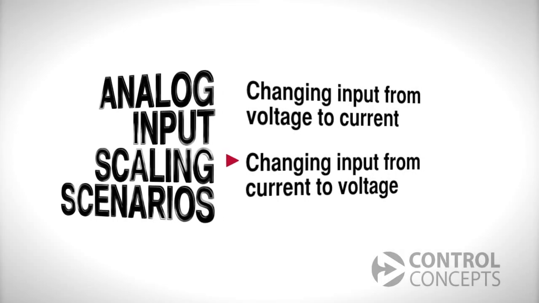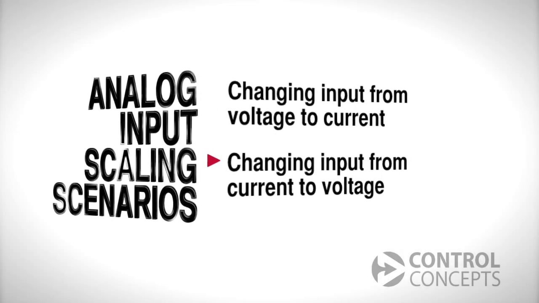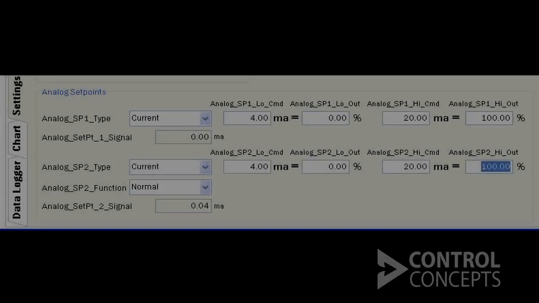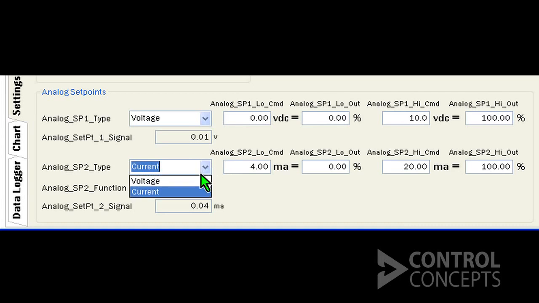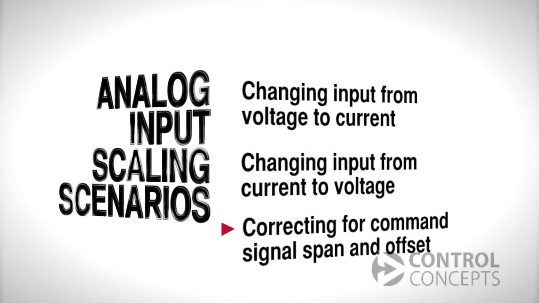Now let's switch from current to voltage settings. For this demonstration, we will be using 0 to 10 volts DC command signal. Select voltage and use 0 and 10 as the off and full on voltage values. We'll repeat it in the second set point. The controller is now configured for a 0 to 10 volts DC command signal.